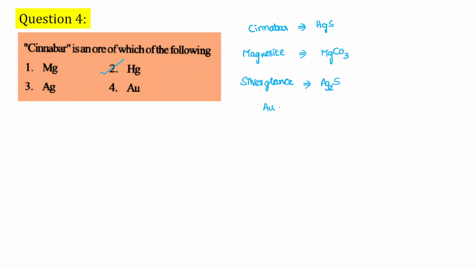And Au, gold, is basically native in nature. When I say native in nature, that means it exists in uncombined form. It exists in the uncombined form because of its non-reactive nature. Gold shows very little reactivity, so it has no chance to combine with other substances, and it will not exist in any other state. So cinnabar is an ore of mercury.